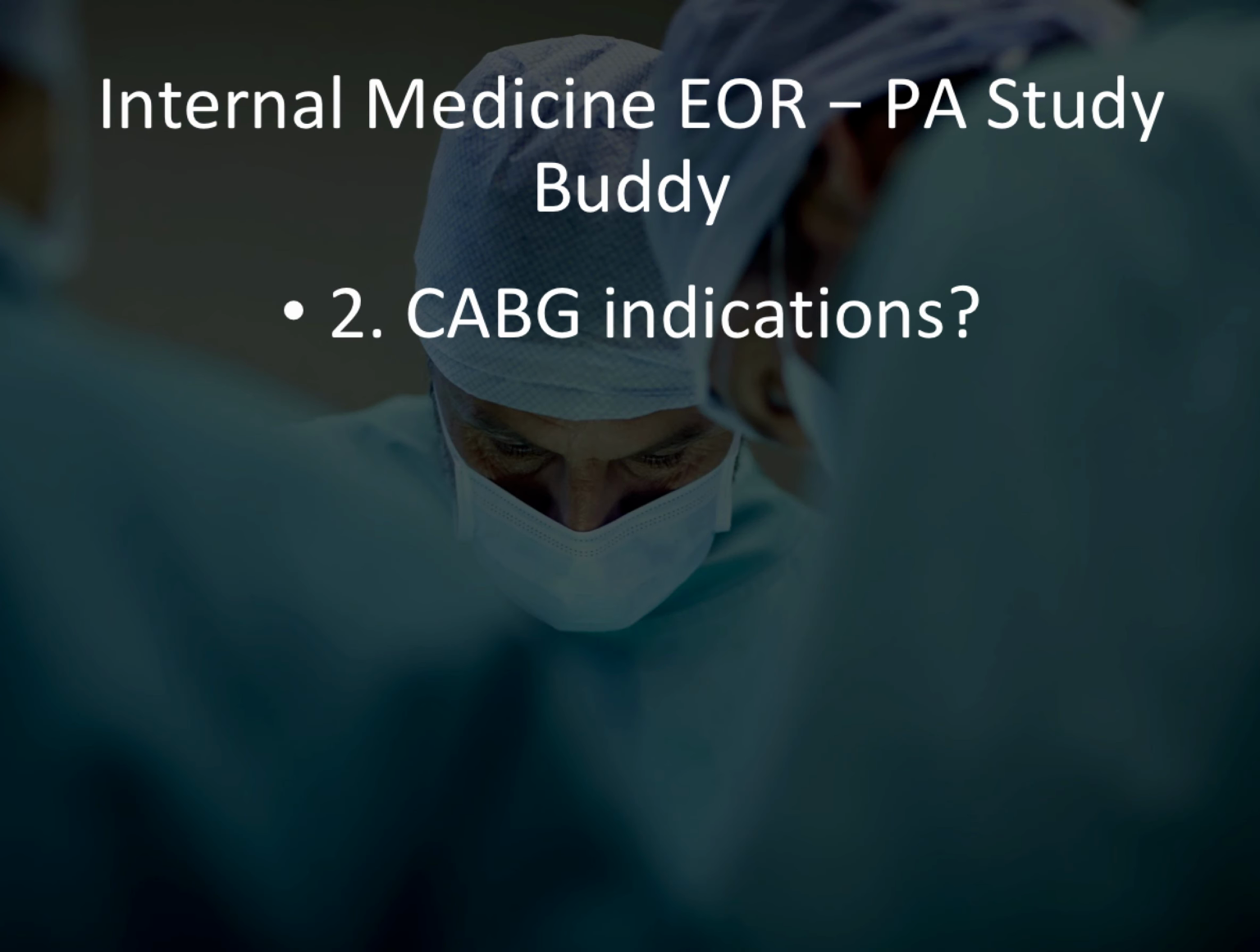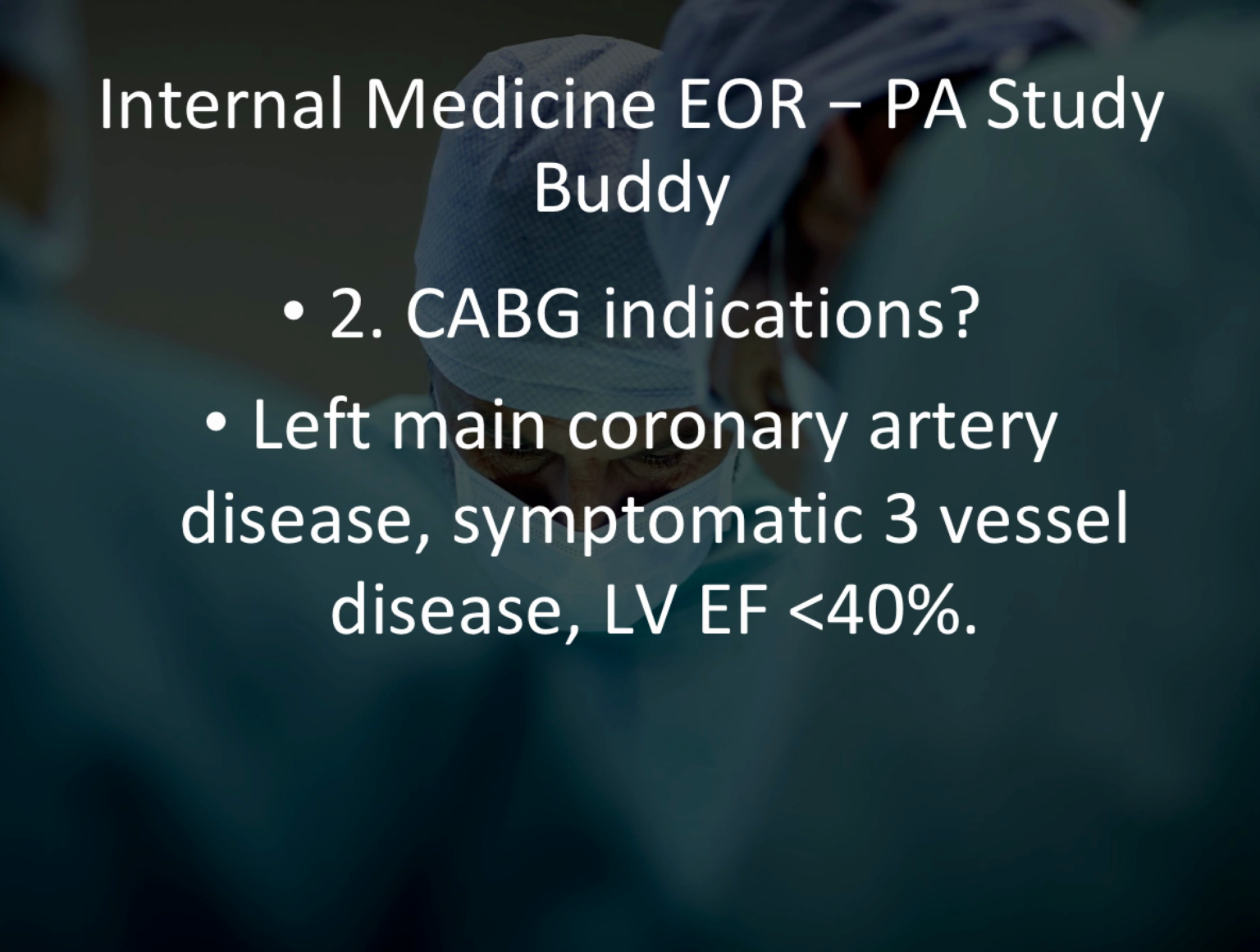Question number 2. CABG indications. For CABG to be performed, you'll need left main coronary artery disease, symptomatic 3-vessel disease, or a left ventricle ejection fraction less than 40%. So for CABG, they can list different things. What you're looking for is left main coronary artery disease. You're going to look for either 3-vessel disease, and you're going to look for a left ventricle ejection fraction less than 40. Every one of those is indicative for CABG.